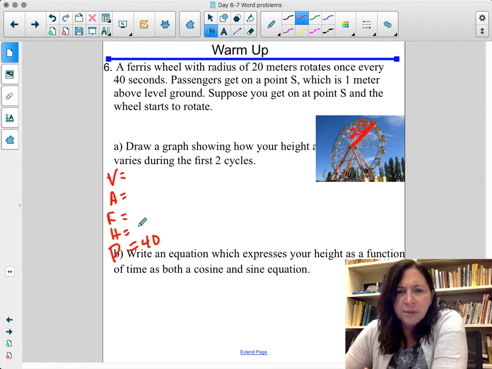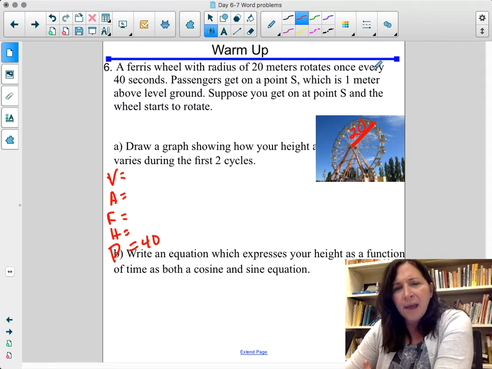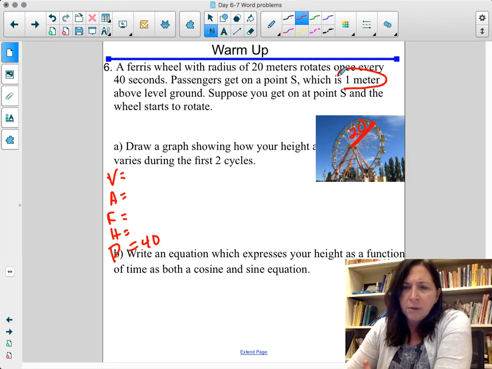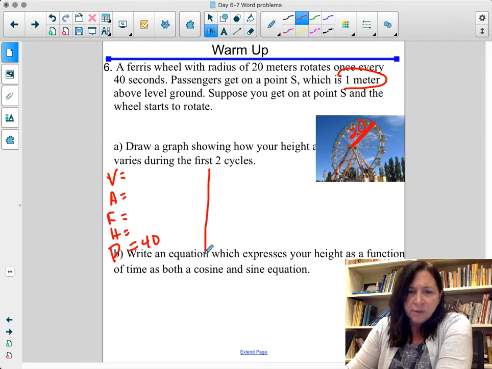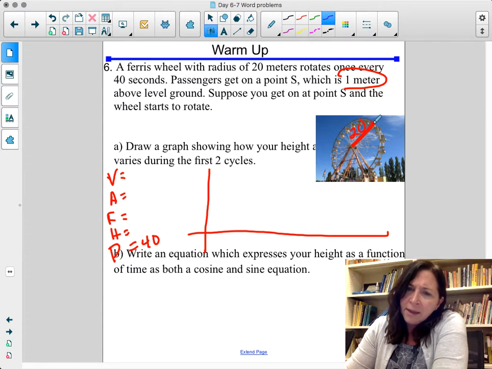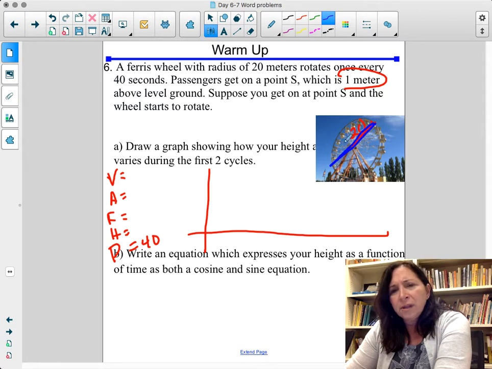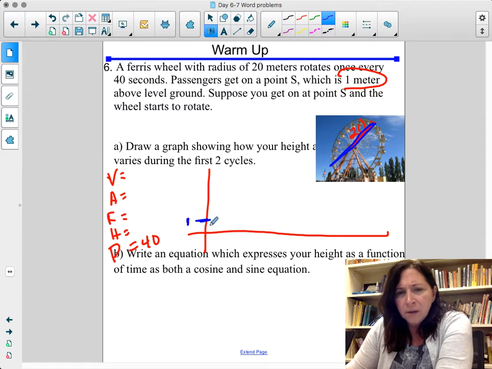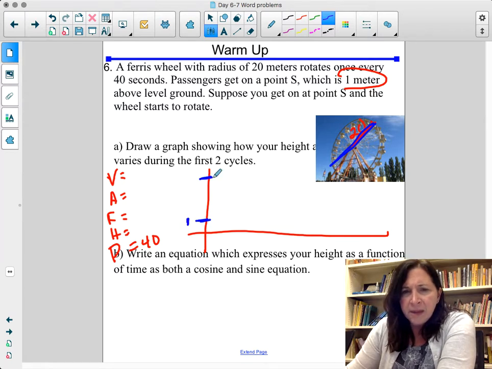Vertical shift, amplitude. So what else do we know? We know that the passengers get on 1 meter above level. So let's draw a graph and see what this looks like, because we know that the actual diameter of my Ferris wheel is 40. So the length is 40. If I start 1 meter up, then that's going to be 40 up from that, and so that's going to end at 41.